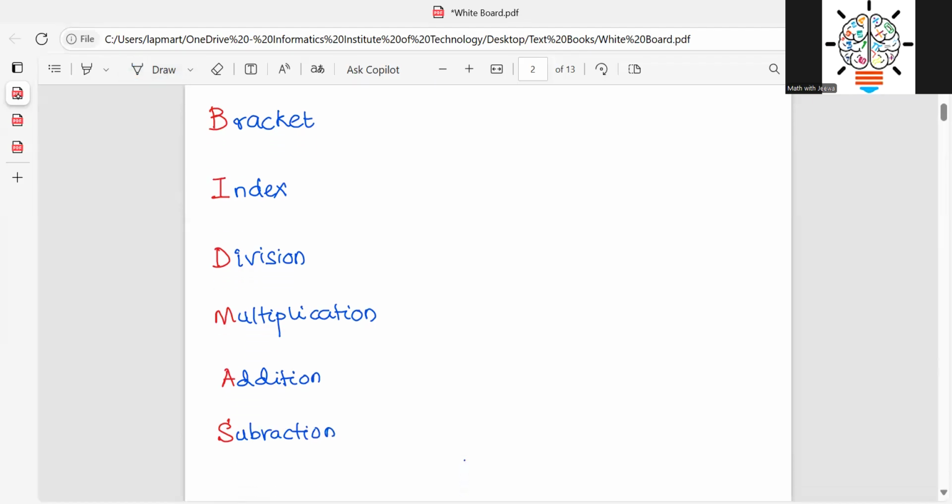If you come across a bracket, first you want to solve the bracket.